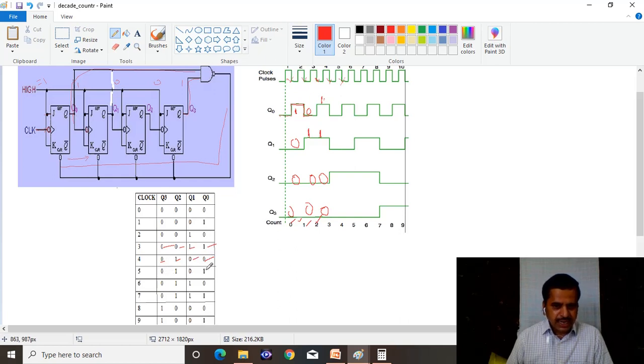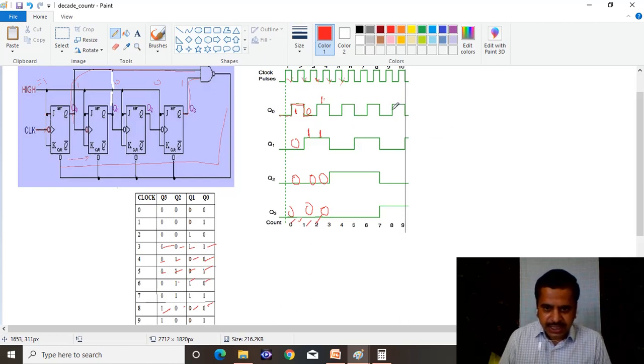When the fifth pulse is applied, again it becomes 1, 0, 1, 0. When the sixth is applied, 0, 1, 1, 0. Up to 8, it becomes 1, 0, 0, 0, 1. What happens when the ninth clock pulse is applied?